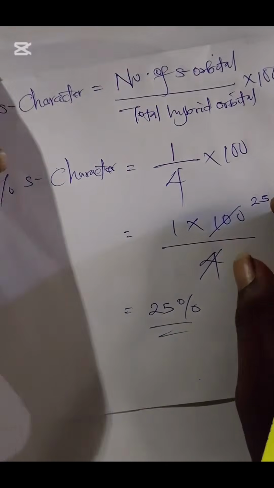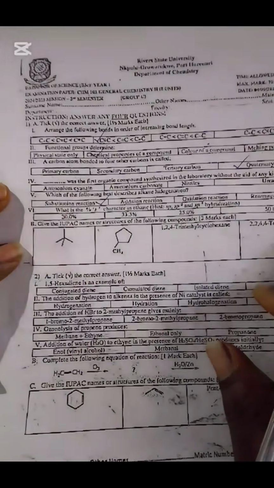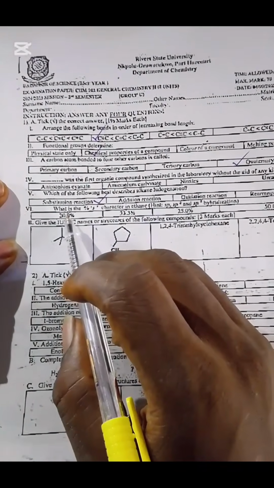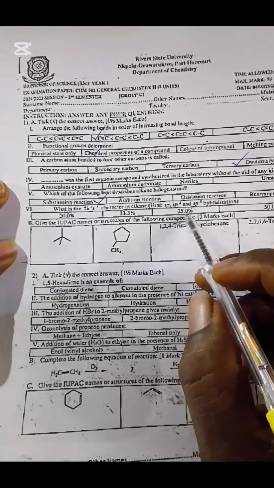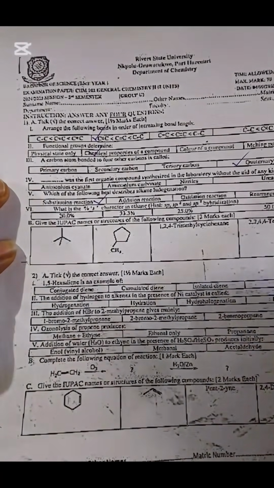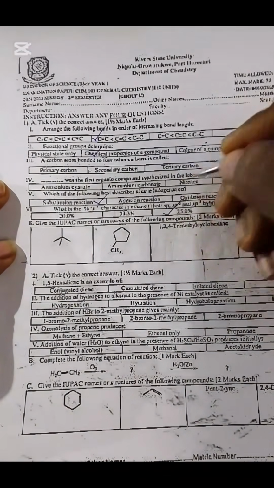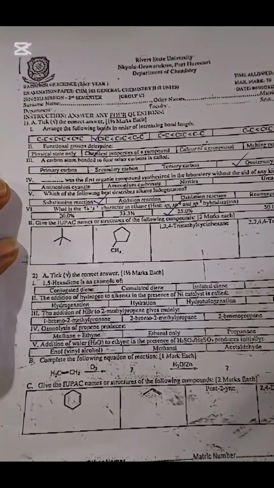So let's return back to the question. In the question we have 20%, 33.3%, 25.0%, and 50%, and the correct answer is 25%.